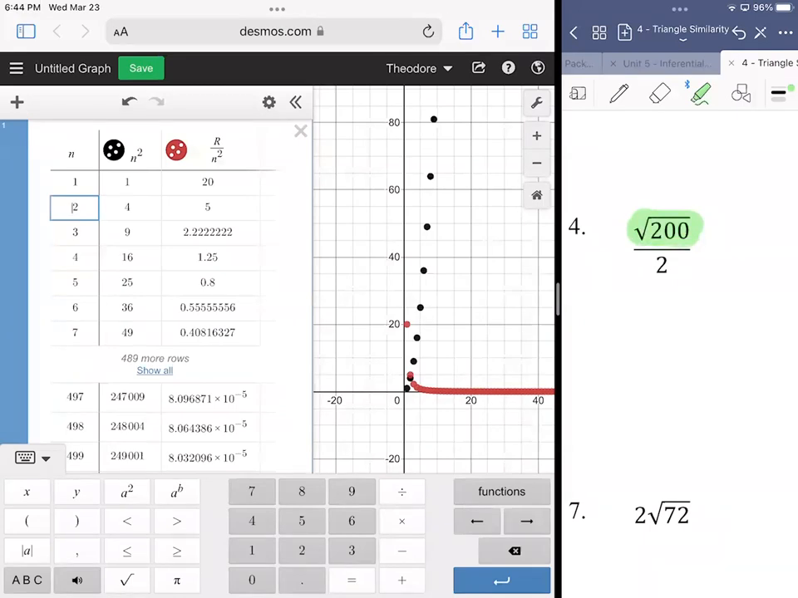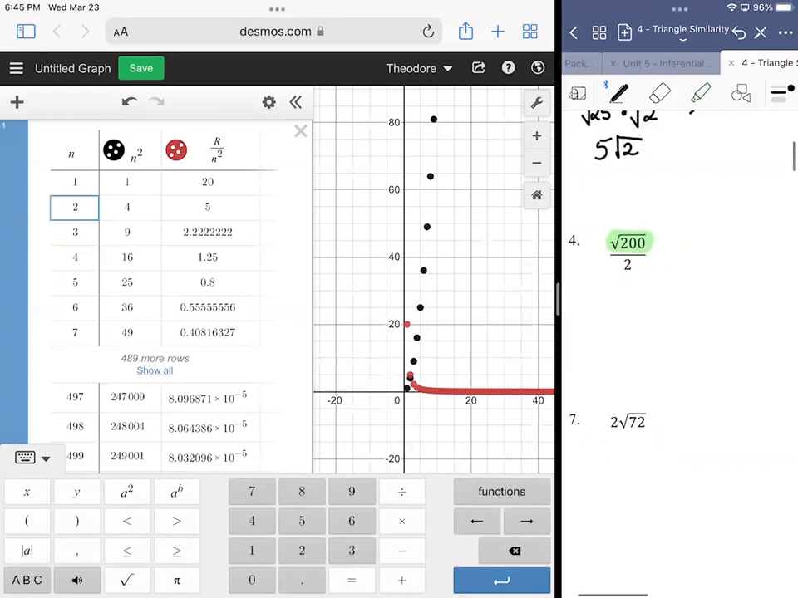We have the radical 200, we have to break that down, but then we also have to simplify the fraction. So that radical 200, what I would do is just pull that off on the side. I'm going to break that down.